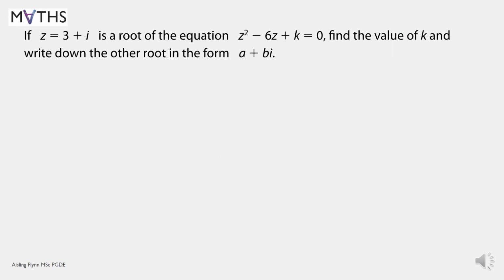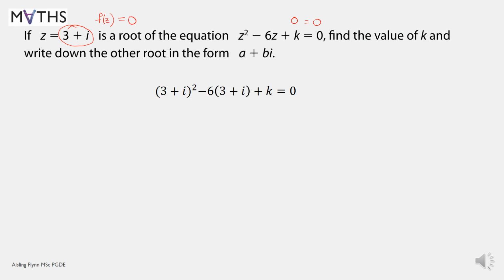If z equals 3 plus i is a root of the equation z squared minus 6z plus k equals 0, find the value of k and write down the other root in the form a plus bi. So we have two tasks here. The first one is to find the value of k. The information given says that z equals 3 plus i is a root. That means if we substitute for z into the function of z, we should get 0, or we should be able to make 0 equals 0. So let's try that.